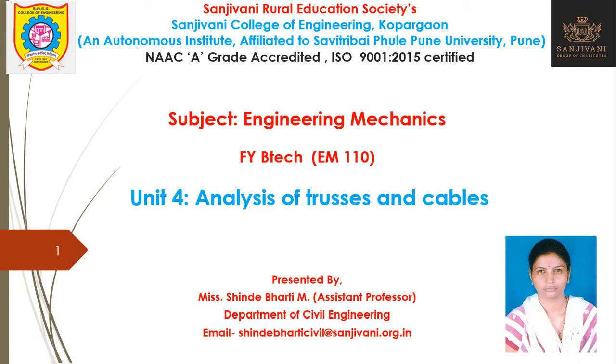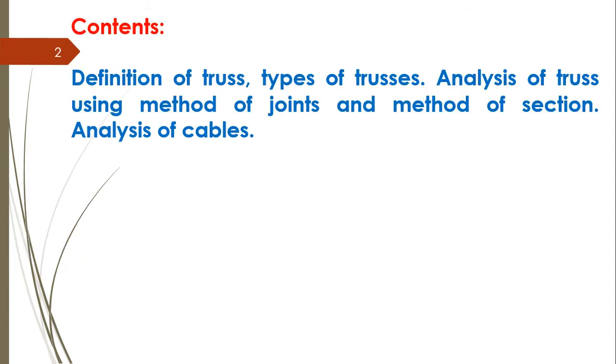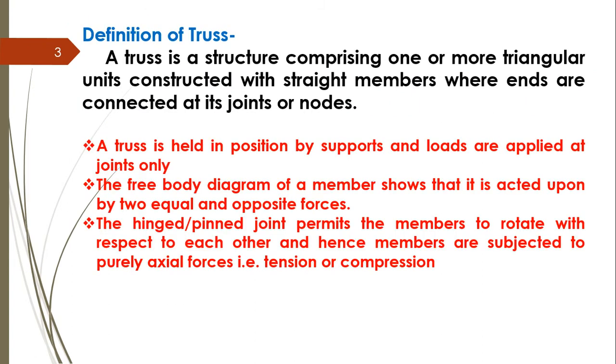Previously, we saw the 3 units. Now, in today's video, we will see unit number 4, that is analysis of trusses and cables. The content of unit number 4 is definition of truss, types of trusses, analysis of truss using method of joints and method of section, and analysis of cables.